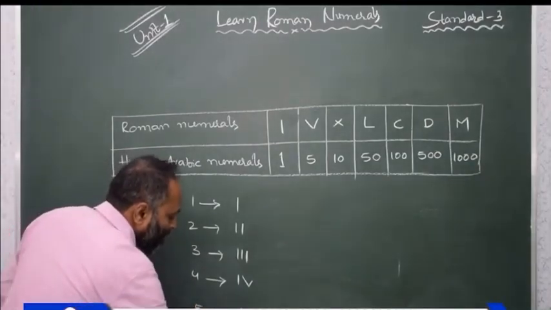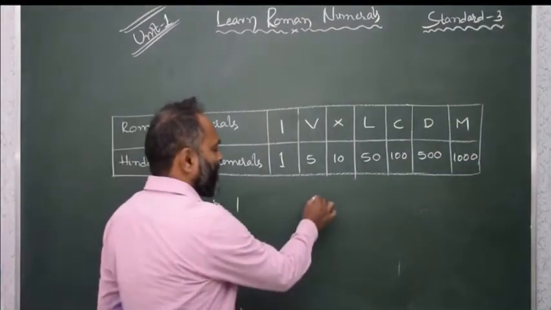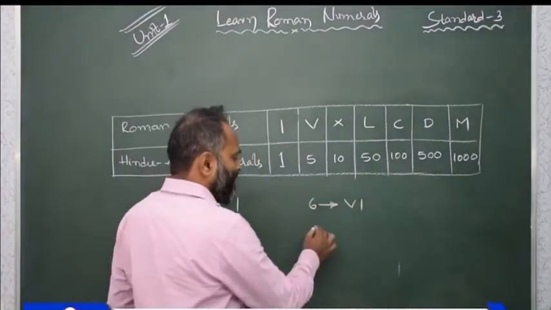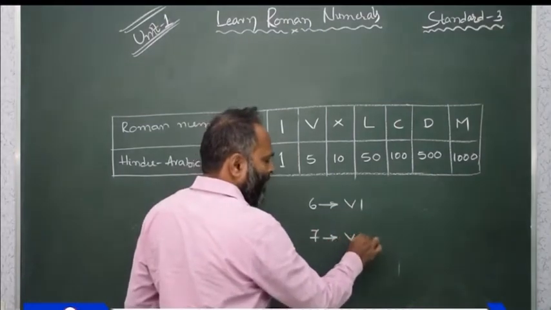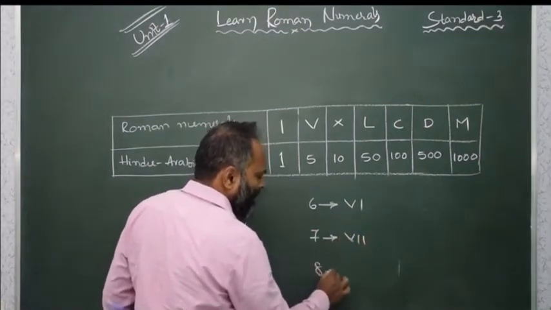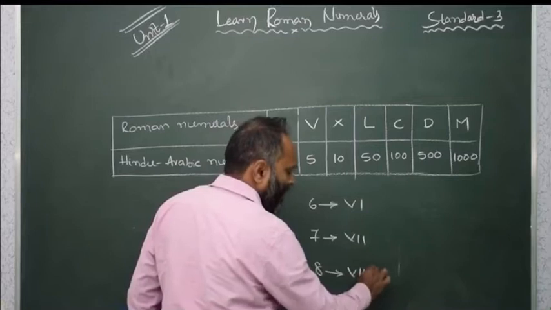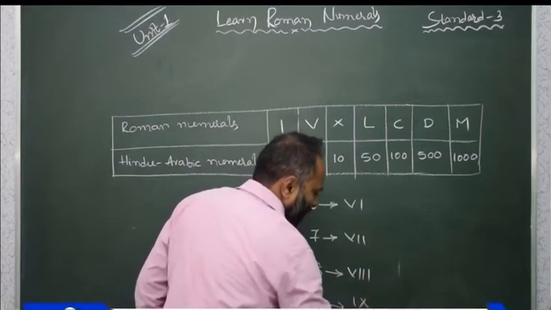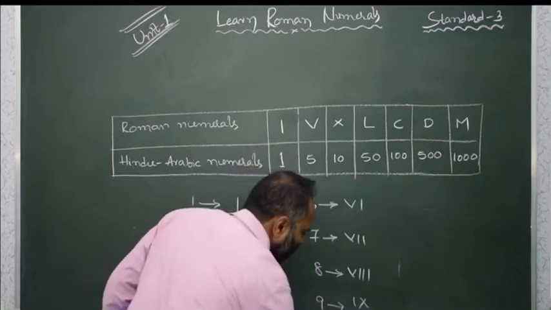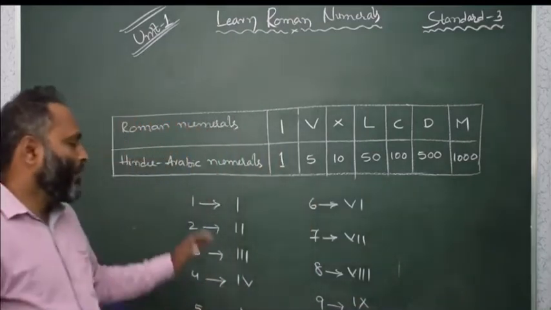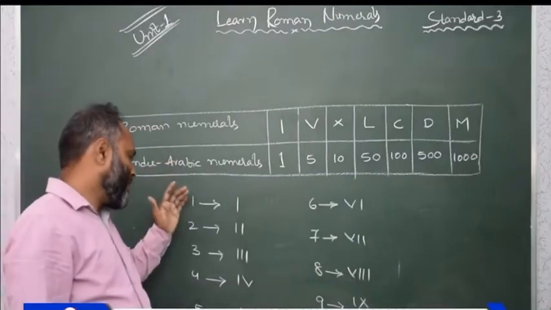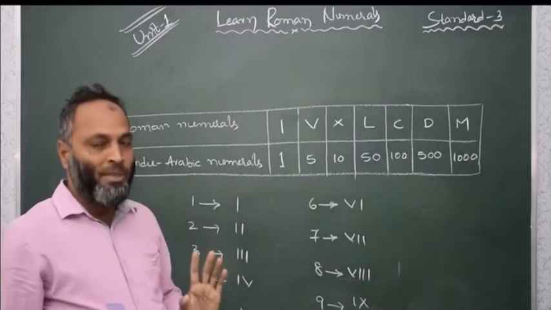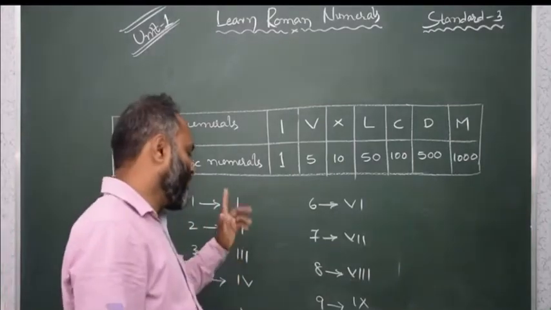Five is represented by V, and 6 is V and I. Seven is VII. Eight is VIII. Nine is I and X. Ten is X. Commonly we know this representation. These are the representations in Roman numerals from 1 to 10.